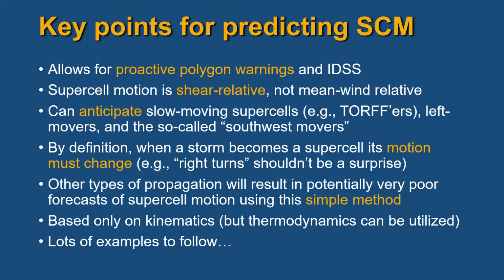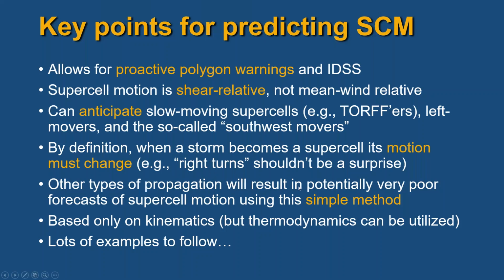A lot of the times storms do move to the right of the mean wind, but there are exceptions to that rule. And if you really want to fully understand it, you'll look at it from a shear perspective. The nice thing about this is you can anticipate slow-moving supercells, these so-called torfers, which are storms that produce concurrent tornadoes and flash floods, left movers, and I've heard on social media and other places online of these mysterious southwest moving storms. This can explain all that.